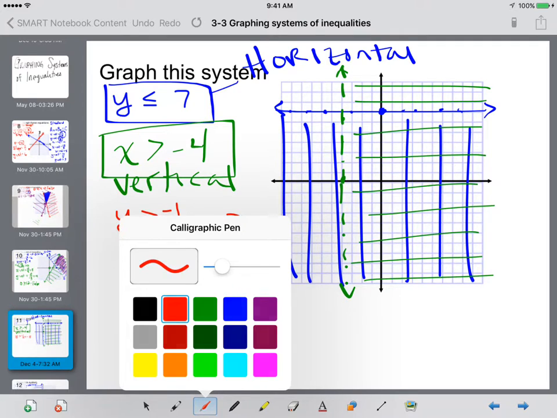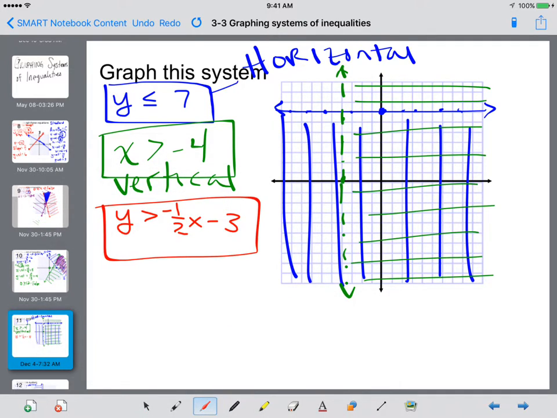Now let's say this graph has one more. Oh, we just graphed it. That's slope-intercept form. So I start at -3, and I go down 1 and over 2, down 1 and over 2, or I go up 1 and to the left 2. Make sure I have enough points to make my line. It's a dashed line. So I make a dashed line.